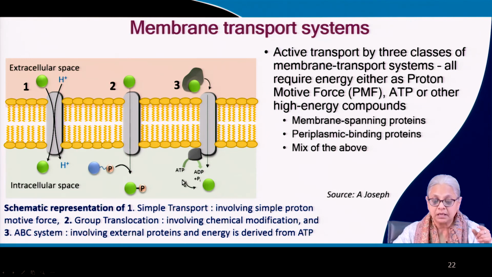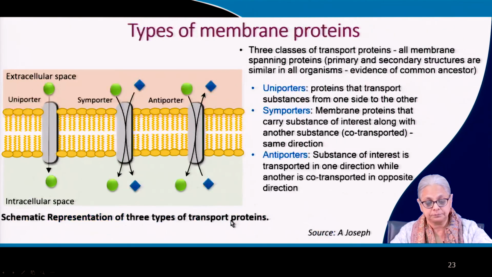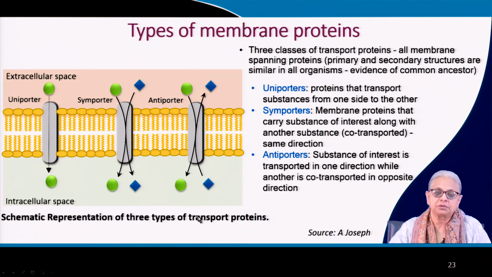In the process, ATP inside the cell is being utilized by binding to the substrate. So this is the ATP binding cassette. In terms of types of membrane proteins, there are three types of membrane proteins: uniporters, symporters, and antiporters.